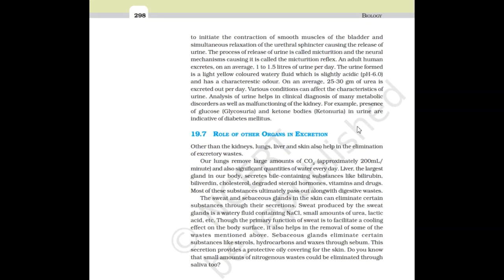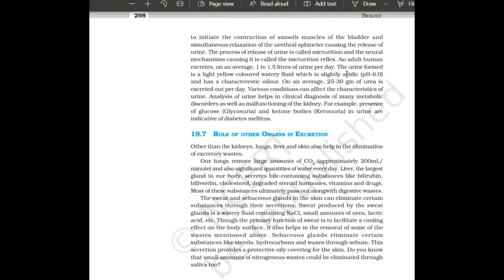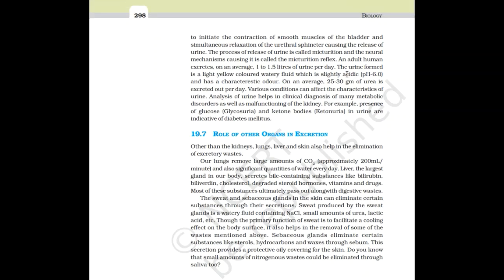The process of release of urine is called micturition, and the neural mechanism causing it is called the micturition reflex. An adult human excretes on an average 1 to 1.5 liters of urine per day. The urine formed is a light yellow colored watery fluid which is slightly acidic, pH is 6, and has a characteristic odor. On an average, 25 to 30 grams of urea is excreted out per day.